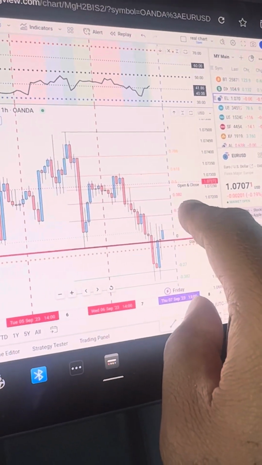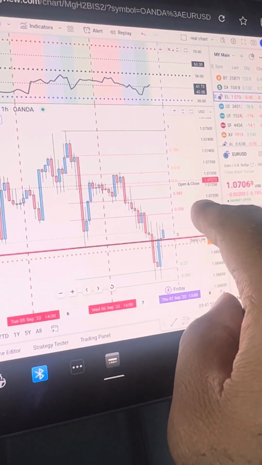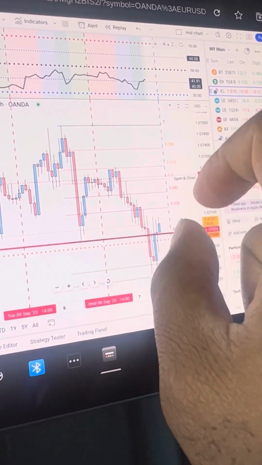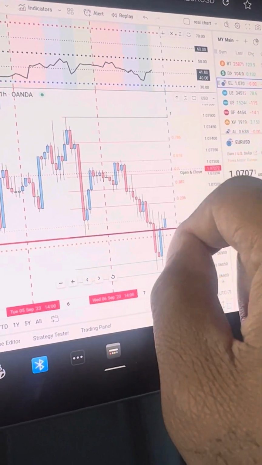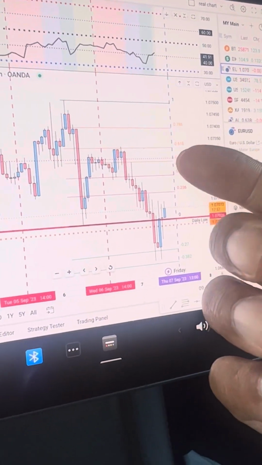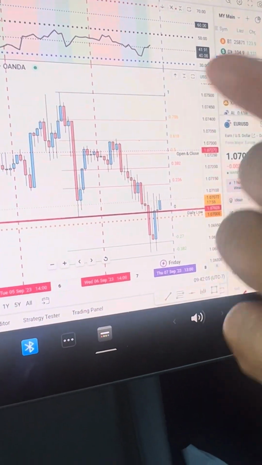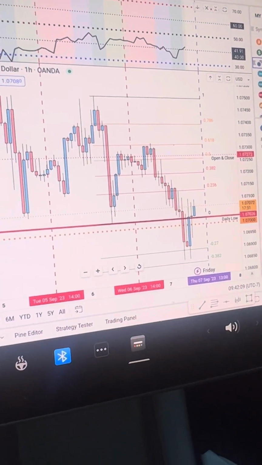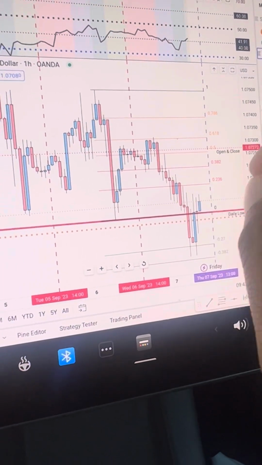Another famous level is these levels right here, the 382 and the 236. They're danger zones. So you might not think price can reverse straight off those zones, and they can. So we use them as resistance or support. Okay, and like I said, we'll get into that a little later. But those are your red zones.